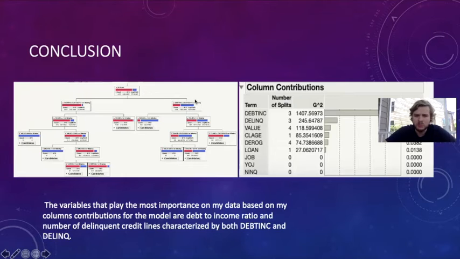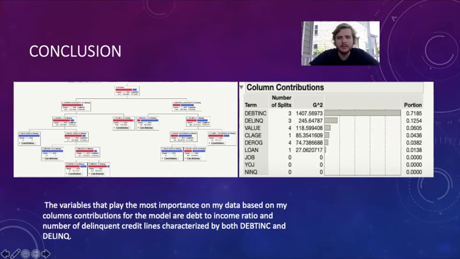So as we could see, just to make sure that I say this again, I have included 8 splits on my decision tree, and I have included my column contribution again here so you guys could see. So basically, based on my project, the variables that play the most importance on my data are debt to income ratio and number of delinquent credit lines, and they are characterized by DEBTINC and DELINQ.